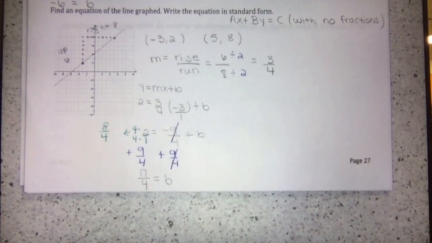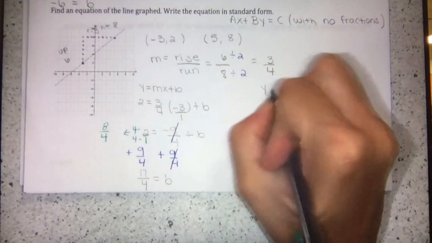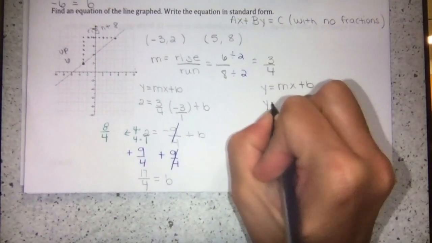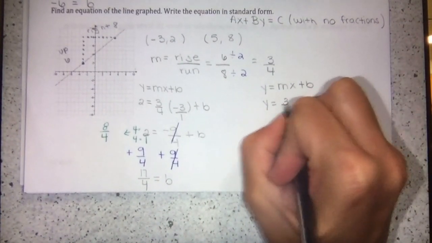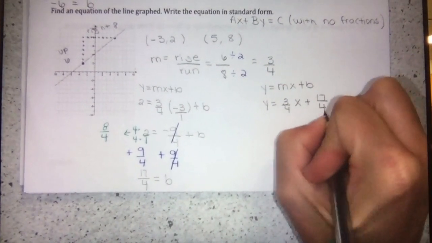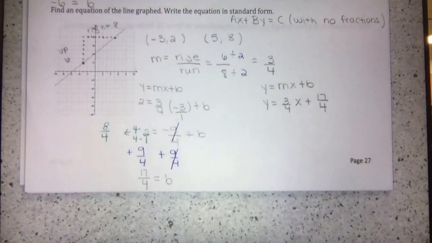All right, so putting everything back together. y equals mx plus b. We now found our slope was 3/4 x plus our b we found was 17/4. Remember, we want to leave x and y as it is. So you're right, we cannot have fractions.